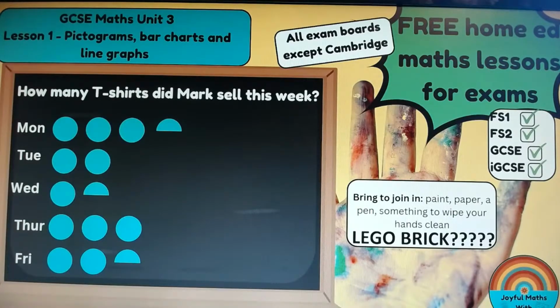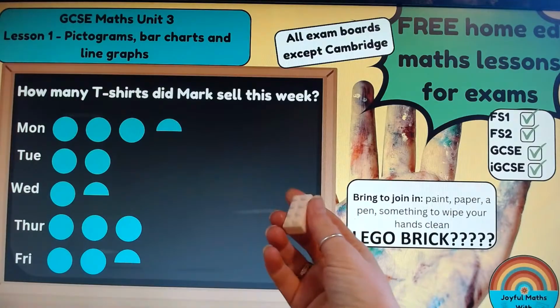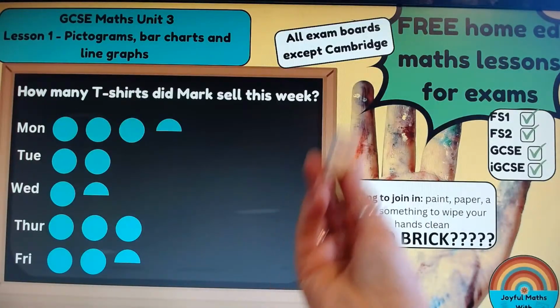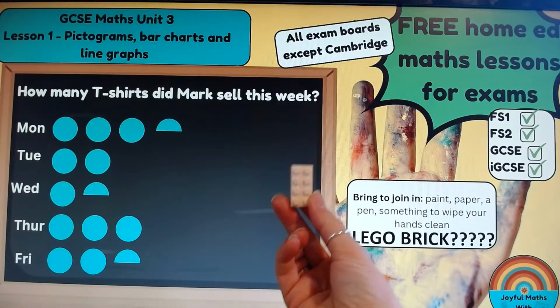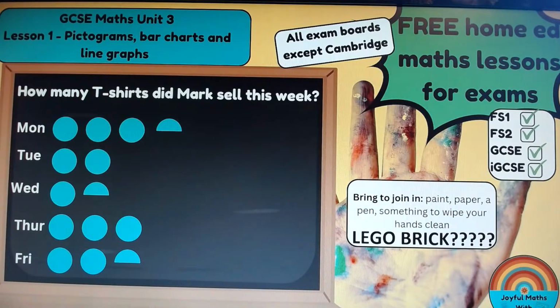Now, I've said to bring today some paint, some paper, a pen, something to wipe your hands with. What I didn't say was also a Lego brick like this one would be super helpful. So if you could possibly grab one of these, great, go get it. If you can't, don't worry, you could still join in. It's not a big problem, but it just could make one of the things we're doing a little more accurate. Have I got some blue tack so I can blue tack that on there? Yes.